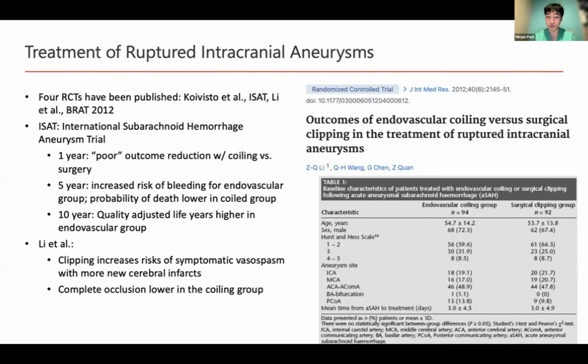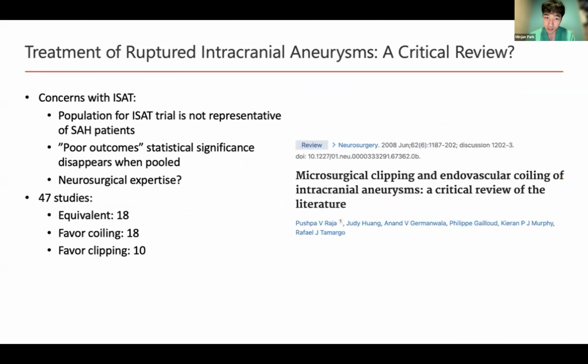I'm just going to talk about these two for the interest of time. When I first read this, I thought this was probably a go-to start where, this is it, endovascular is the way to go. But there are a lot of pitfalls for the studies that need to be considered.